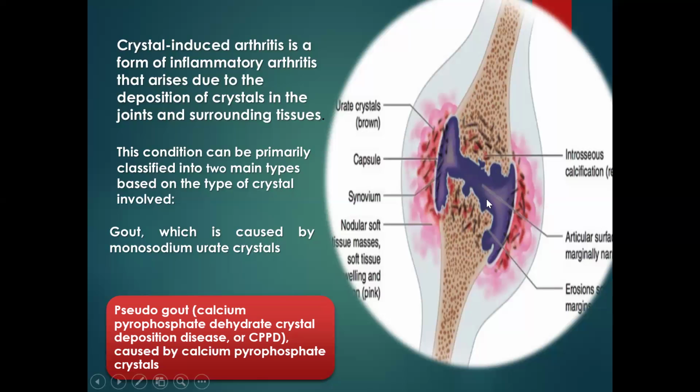So that is what typically happens in crystal-induced arthritis, either of monosodium urate crystal origin or calcium pyrophosphate dihydrate crystal deposition. So that is what happens in crystal-induced arthritis.